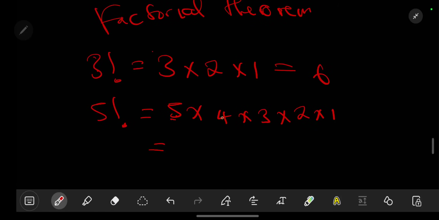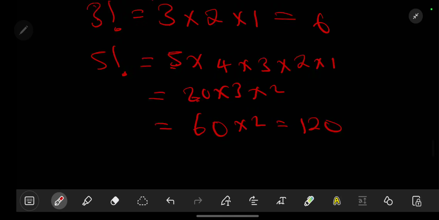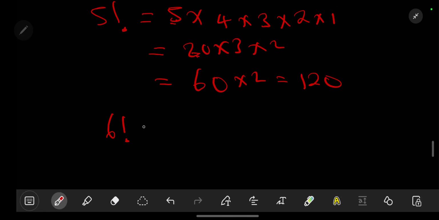Then this is going to give us 5 times 4, that's 20, 20 times 3 times 2. So we are going to have 20 times 3 is 60, times 2, which will give us 120. We can continue like that to 6 factorial.